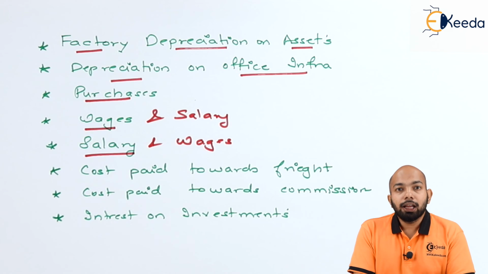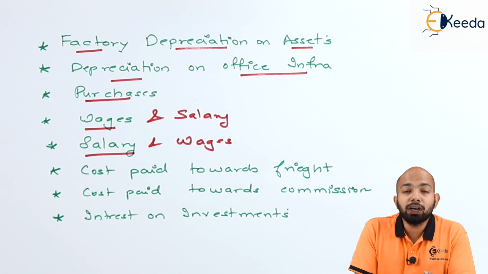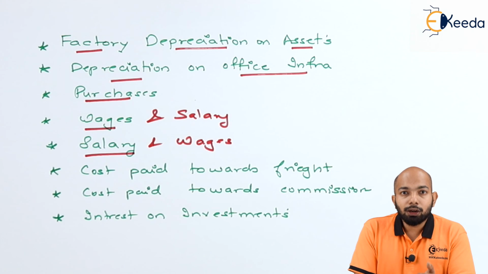Now, the catch here is that if wages has been given the first preference, that means it relates to factory wages. That means items related to factory, and factory items are always recorded under trading account. However, if salary has been given first preference, that means the salary is provided to employees working in the office. Hence, salaries are always a part of operating activities, which will be a part of profit and loss account. Hence, keep an eye on any of these items and look which preference has been given, whether it is wages or whether it is salary, and according to that make a decision of whether this item has to be posted in trading account or in profit and loss account.